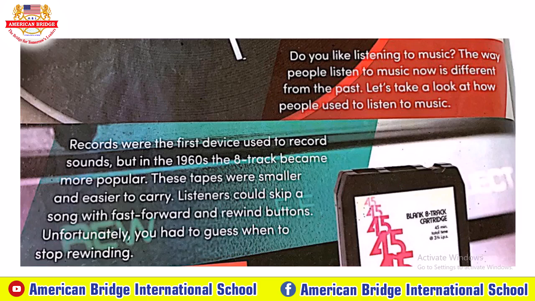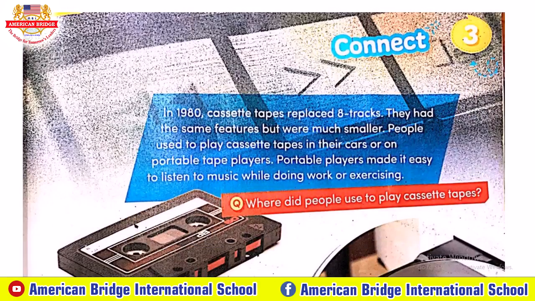Records were the first device used to record sounds, but in the 1960s, the 8-track became more popular. These tapes were smaller and easier to carry. Listeners could skip a song with fast forward and rewind buttons. Unfortunately, you had to guess when to stop rewinding. In 1980, cassette tapes replaced 8 tracks. They had the same features, but were much smaller. People used to play cassette tapes in their cars or on portable tape players. Portable tape players made it easy to listen to music while doing work or exercise.